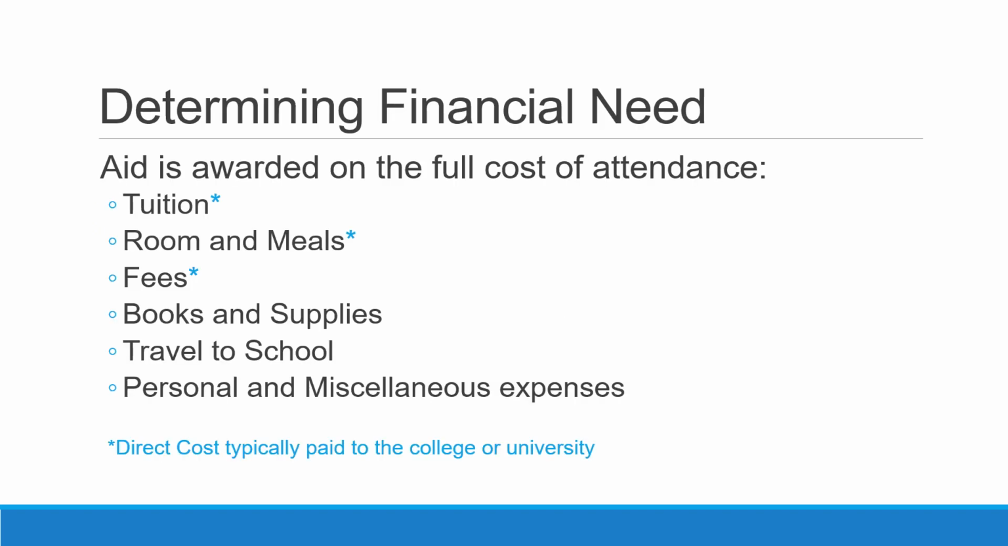The next step in determining your student's financial need is understanding the cost of attendance. The cost of attendance is defined in federal law and must include the cost of the 6 components listed on this slide: tuition, room and meals, fees, books and supplies, travel to school, and personal and miscellaneous expenses for a 9-month academic year. Every school must calculate the cost of attendance, and the cost of attendance will vary from school to school, but will always include these 6 items.